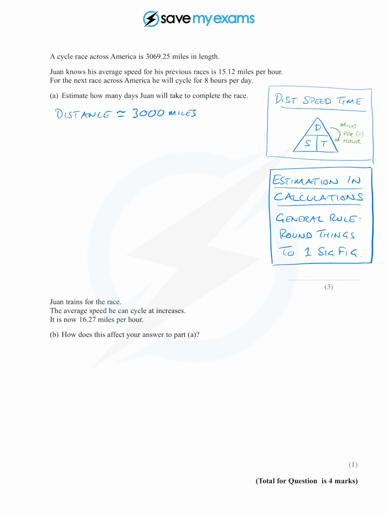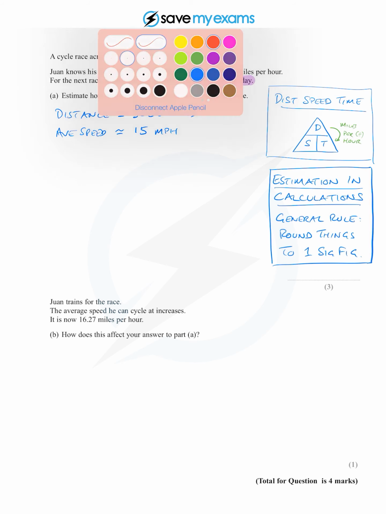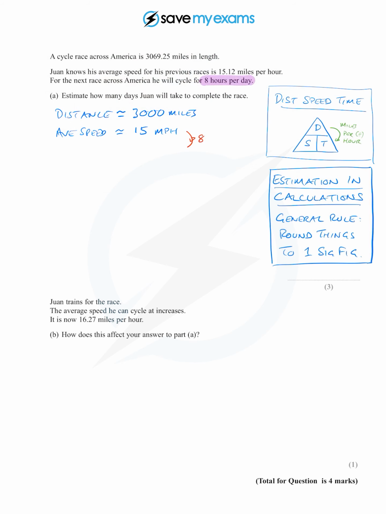And then what about his speed? Well, the average speed he gives as 15.12. Now we could round that to 20, but that's really quite a long way from 20. So let's leave it as 15 miles per hour. Now the other important thing to note is he's actually doing it for 8 hours a day. And so we need to multiply that by 8 to get it into miles per day. And 8 15s, well, can we do 8 15s?